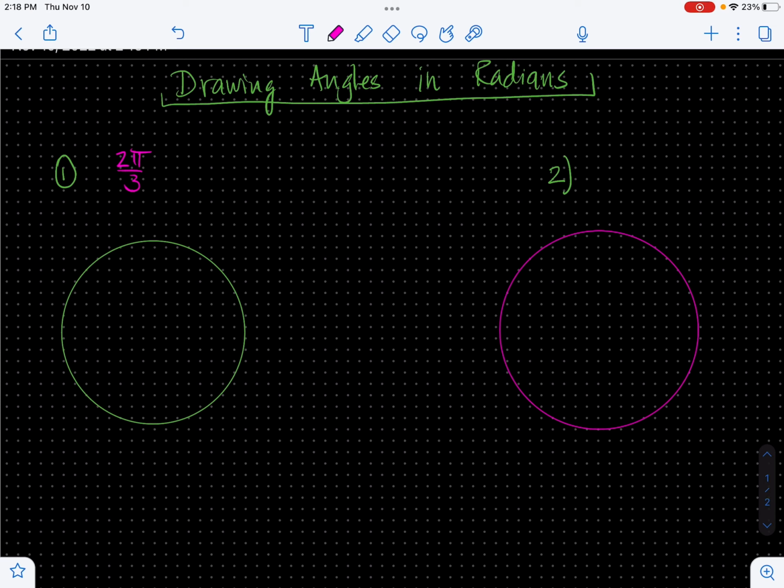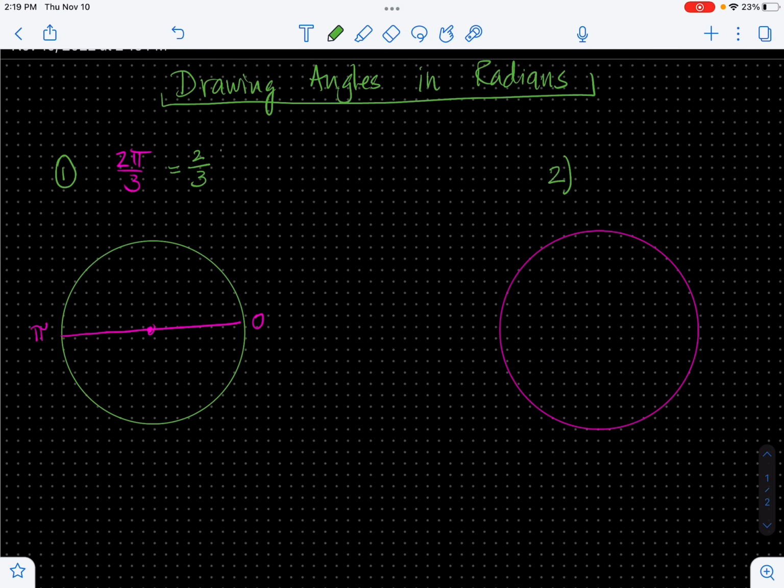Here's an angle. This is listed in radians. I need to find where that angle is. I need to draw its initial side and its terminal side. So I'm going to use my circle here. Also, don't forget, every single time we must know that's 0 radians, that's pi radians, and one complete circle is 2 pi radians.